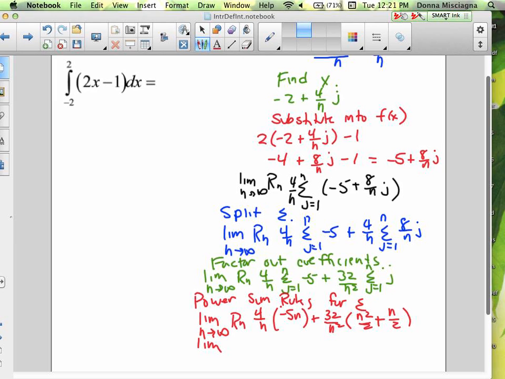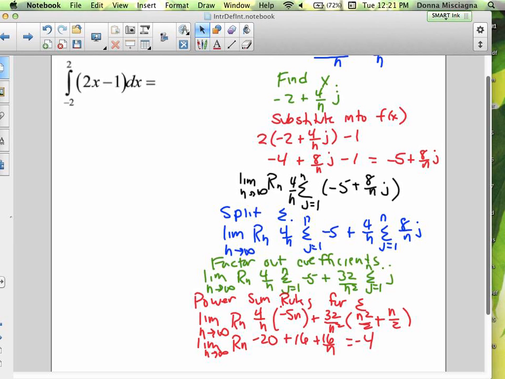So the limit as n approaches infinity of R subscript n. We're left with negative 20 plus 32 divided by 2. The n squareds cancel, so that would be 16. And then we'd have plus 16 over n. And if we take that limit, we'd have negative 4. The area under the curve, under the x-axis, is greater than the area over the x-axis. Right? So there's our answer, our definite integral, when we did the limit of right Riemann sums.